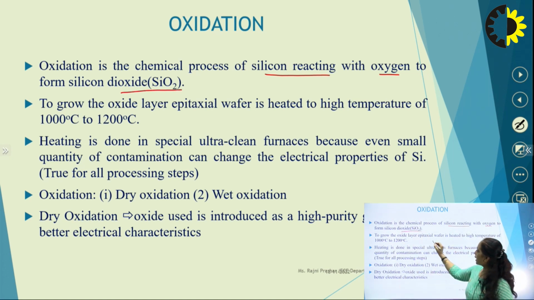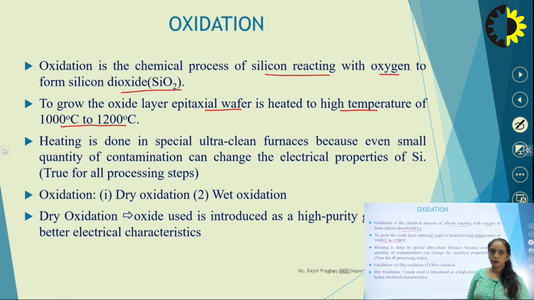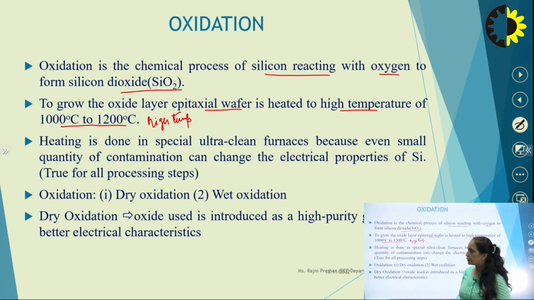Okay, to grow this oxide layer, the epitaxial wafer is heated to a high temperature of 1000 to 1200 degrees C. The heating is done in a very clean furnace, because even a small amount of contamination will lead to changes in the silicon properties, right? And this is true for all the processing steps carried out in IC fabrication technology.